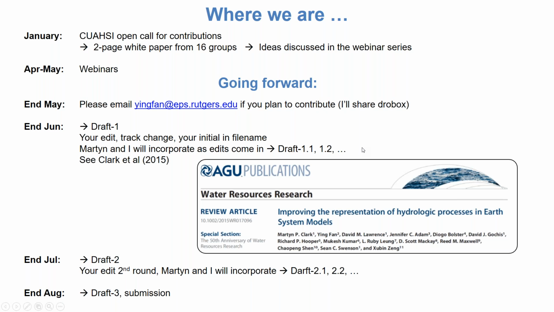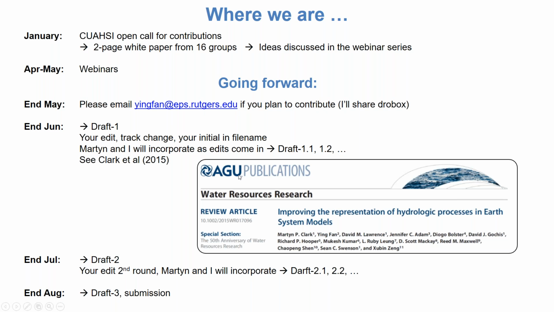And so I would like to ask you to read this paper led by Martyn in 2015, Improving the Representation of Hydrological Processes in Earth System Models. I think this is really important. If you have not had a chance to read this, please read this, because this is our synthesis paper 1. Now we're writing synthesis paper 2 with a more pragmatic and narrower scope. But we built onto synthesis paper 1.